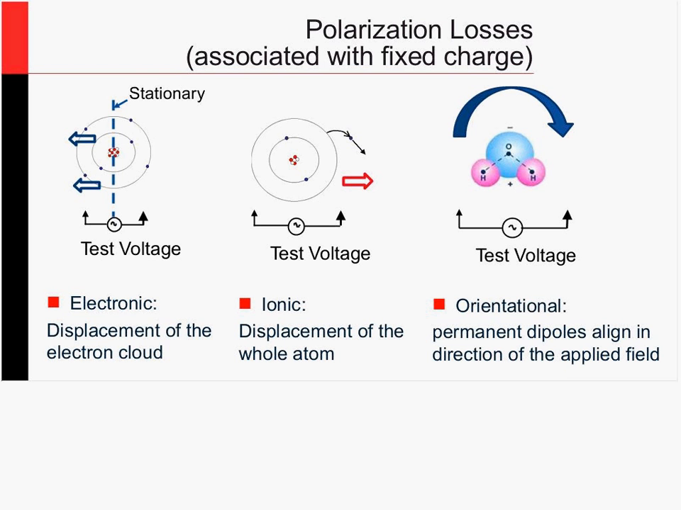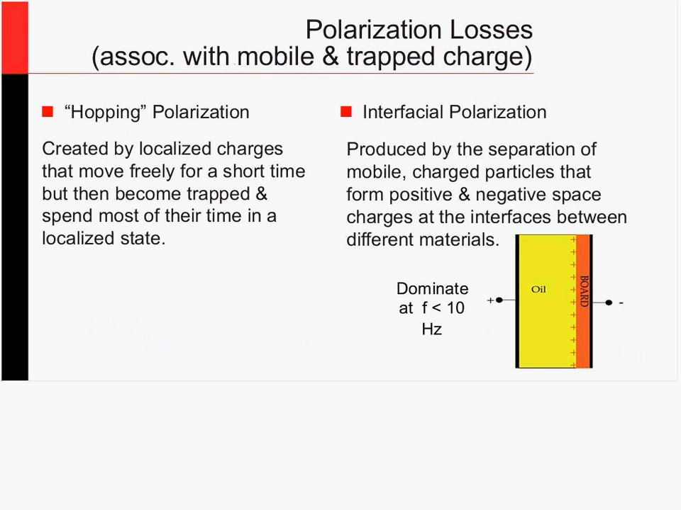So as it rotates anyway, because the field is forcing it to, it simply means that since it's opposing inertia that wants to stop its movement, it has to work. And so we're going to give up, again, some losses. So these are all forms of so-called polarization losses. And it continues now. This family and these last two polarization processes are associated with mobile and trapped charges.